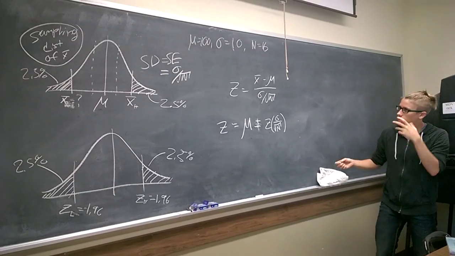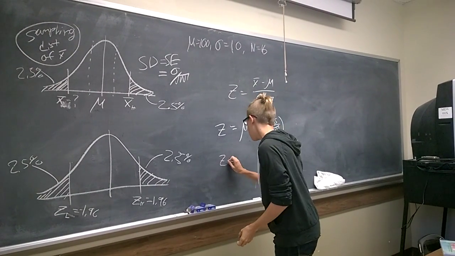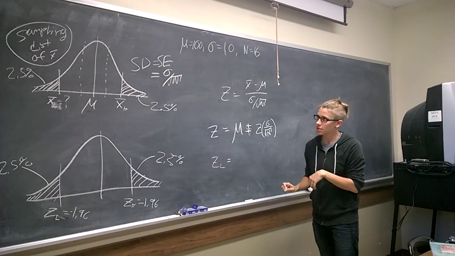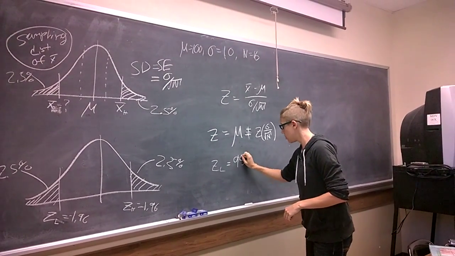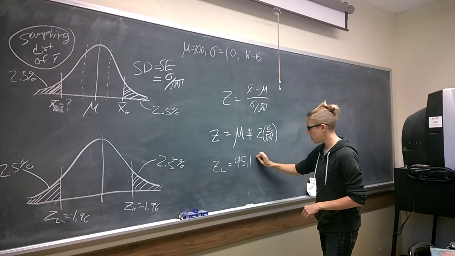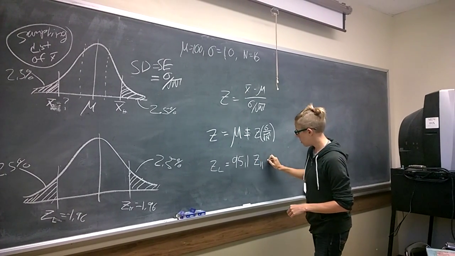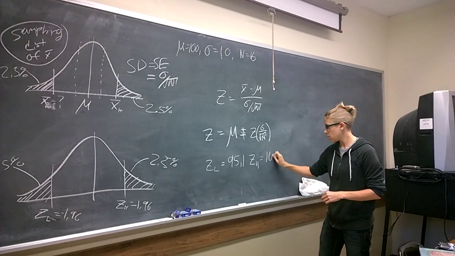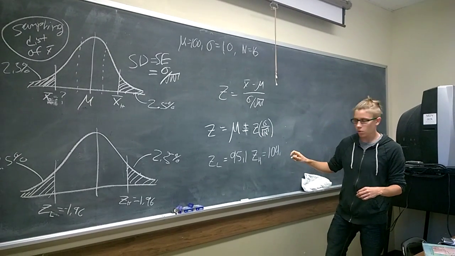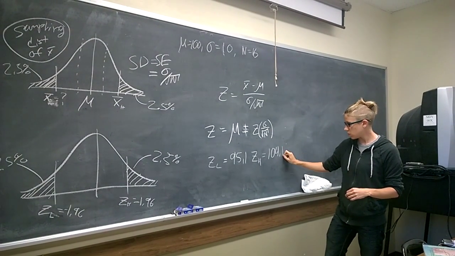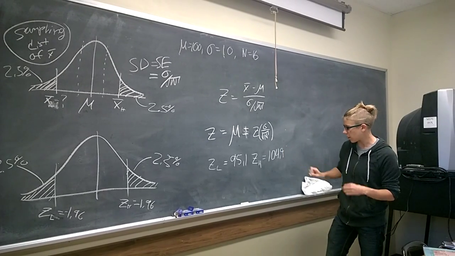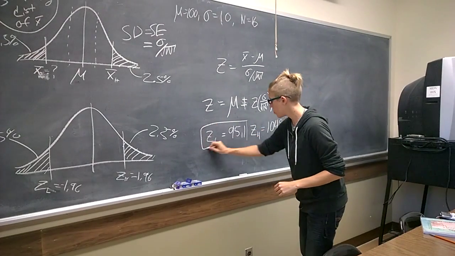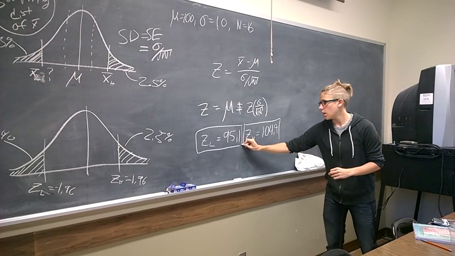So if we want z low and z high, did you guys already do the math? Because I don't really want to do it. What is z low? 95.1. And z high, 104.9. They're like 0.9 above and below, I think. Yeah, okay, that makes sense. All right, good. So we've got those two values.